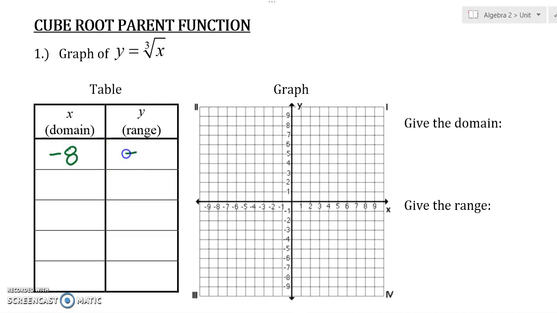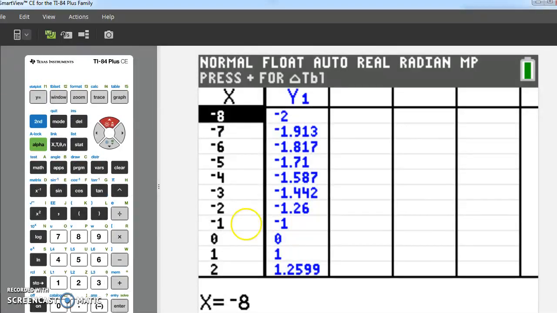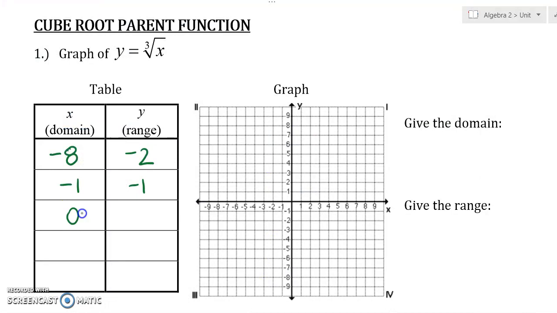We have -8, -2. We have -1, -1, 0, 0. We have 1, 1, and we have 8, 2. So those are our values: -8, -2, -1, -1, 0, 0, 1, 1, and 8, 2. So here's what our shape looks like. That part is just like the square root. It's a little bit compressed, and then it has a tail. So that's what a cube root looks like.